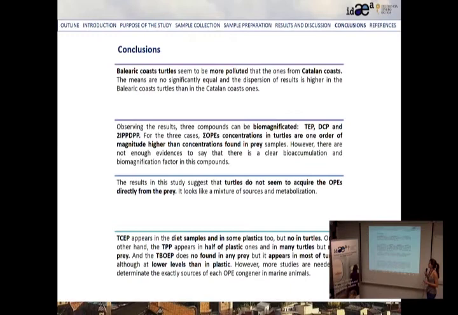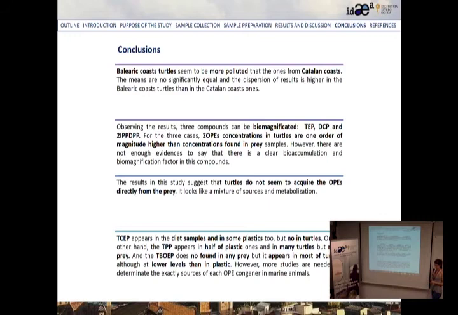In conclusion, we can see that the Balearic coast turtles seem to be more polluted than the ones from the Catalan coast. The means are not significantly equal, and the dispersion of results is higher in the Balearic coast turtles than in the Catalan ones. Moreover, observing the results, three of these are compounds that seem able to biomagnify, because the concentration of OPEs is one order of magnitude higher than found in prey samples. However, we need more studies to say that there are bioaccumulation and biomagnification factors in these compounds.